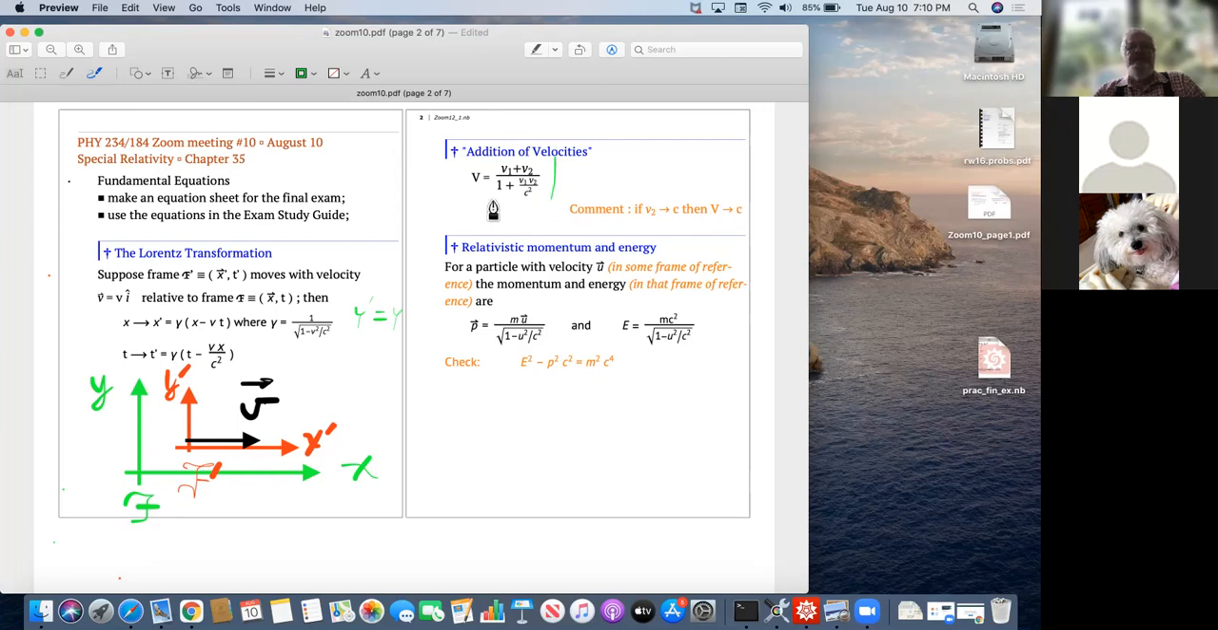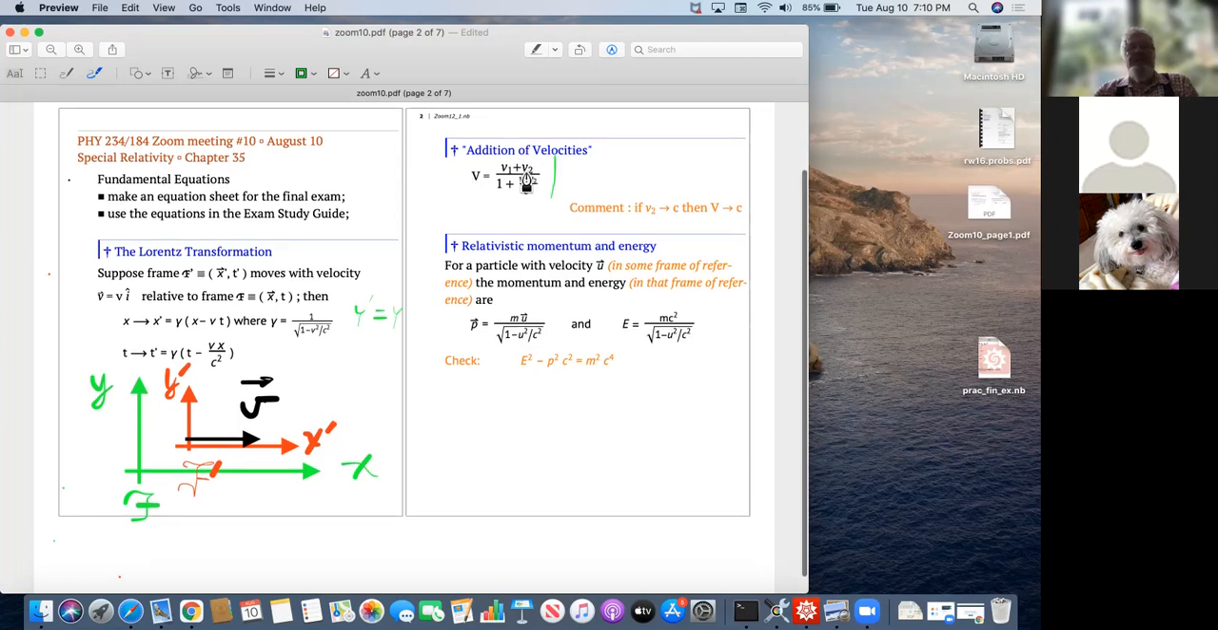But this is the equation for any object where you have a relative velocity v1 and then a velocity of the object in that frame of reference of v2. This will be the velocity of that object in the other reference frame.